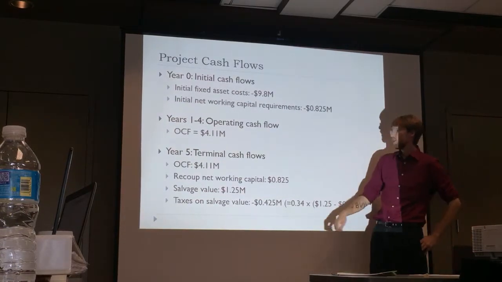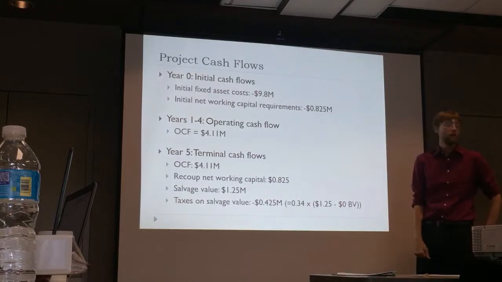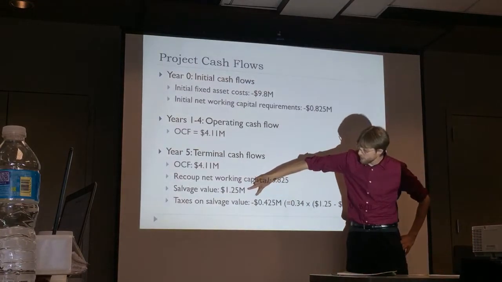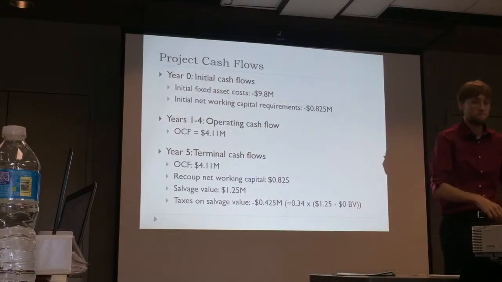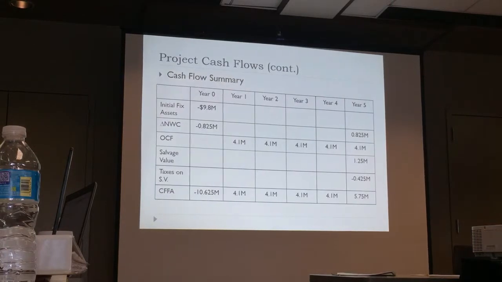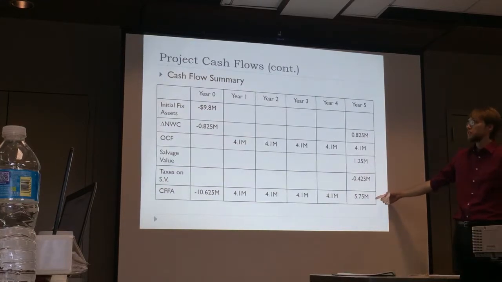Which means when we sell this asset, we're going to have to pay $425,000 in taxes. So the after-tax salvage value is just the difference between those two. Right? We can summarize that, as we have done many times, over the life of the project to come away with our cash flow estimates below, year 0 through year 5.